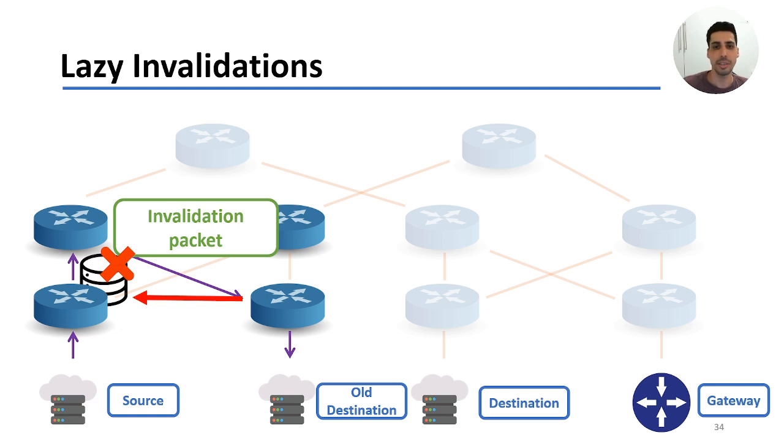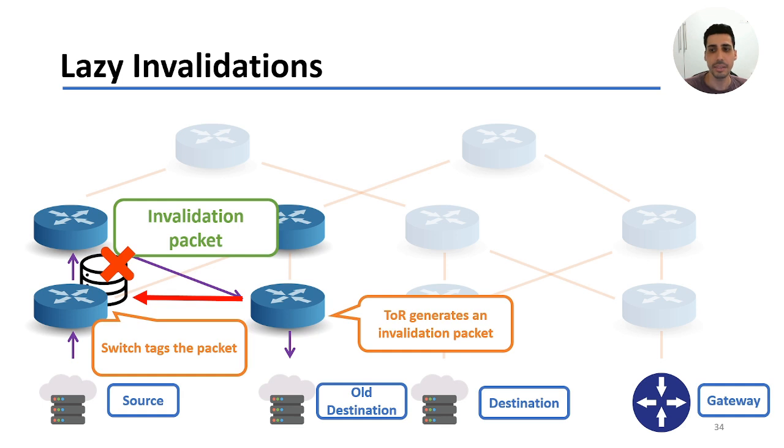Although background traffic may evict stale entries, packets may be sent to the old destination indefinitely. Therefore, the ToR also generates an invalidation packet to explicitly remove the stale entry. This is done by a special tag that switches use to note where the cache was hit in the topology. Then the ToR can use that tag to know to which specific switch it needs to send the invalidation packet.